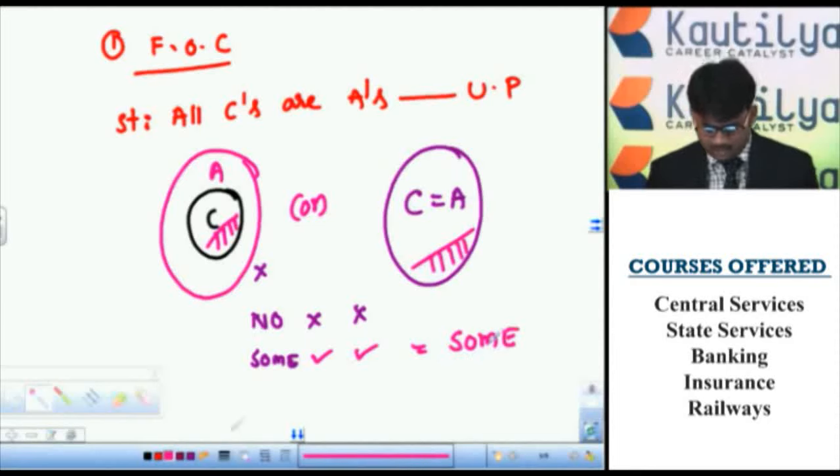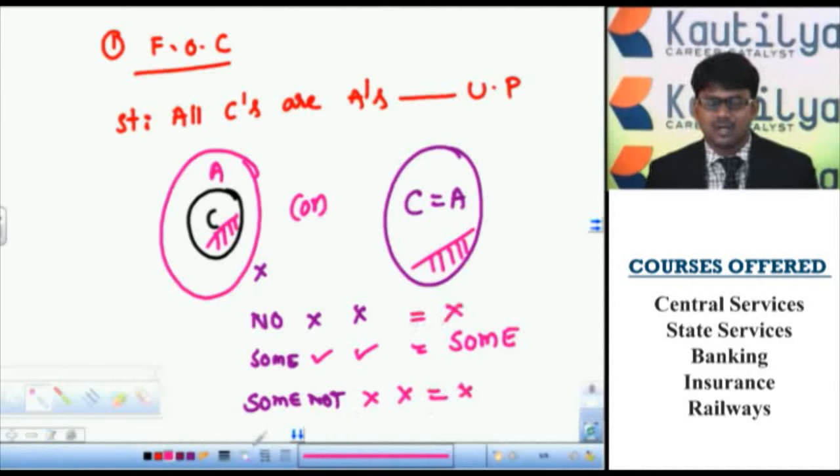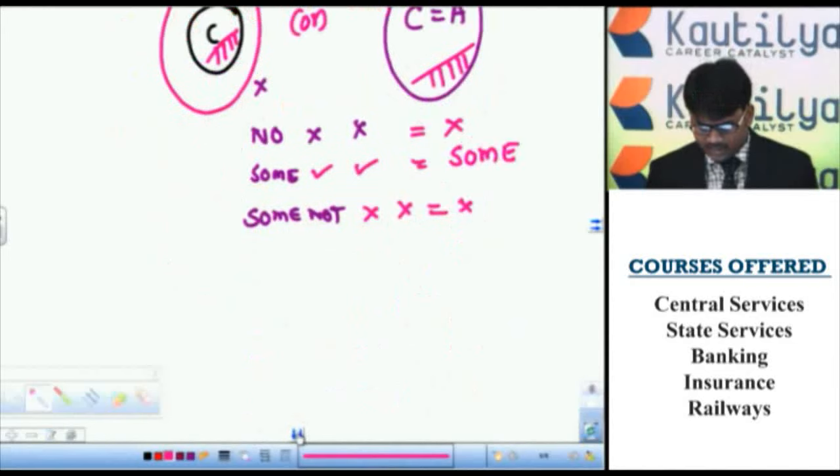And third one, some not. In the first diagram, we have to represent some C's are not Y's. Some C's are not Y's is not represented in the first one, and in the second one it is also not represented. That means in both ways it is wrong, so there is no conclusion from the given statement. So we get only one conclusion in forward order: all C's are Y's leads to some C's are Y's. Then we have to check the second one.